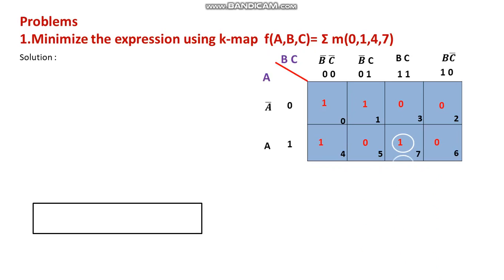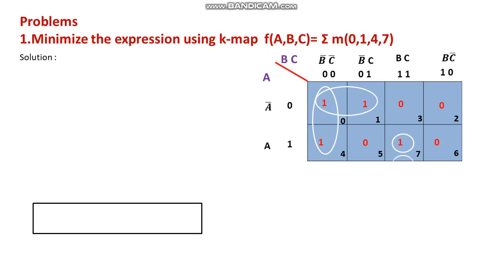Then check for 0 and 1, right? So 0 and 1 are a pair adjacent to each other. So I will make a pair. Similarly, I have 0 and 4 also, right? So are there any other ones left out without any grouping? No, so that is the end of the grouping.